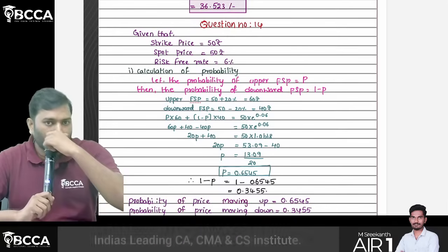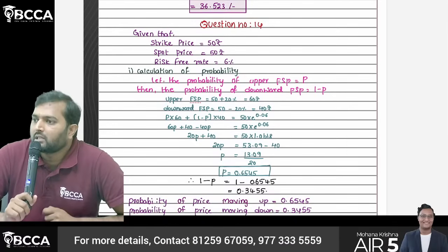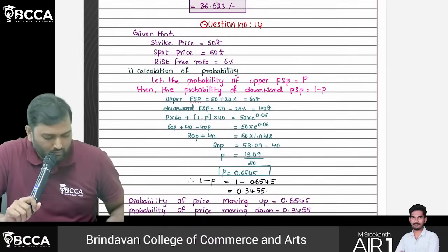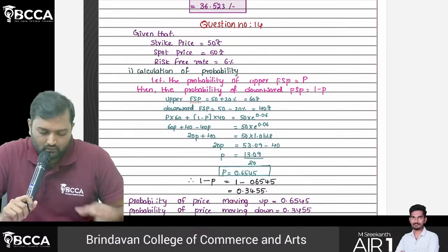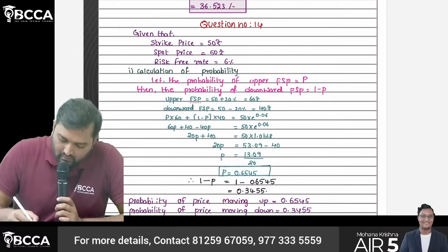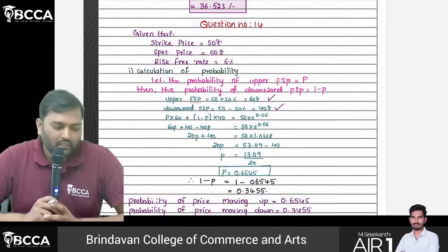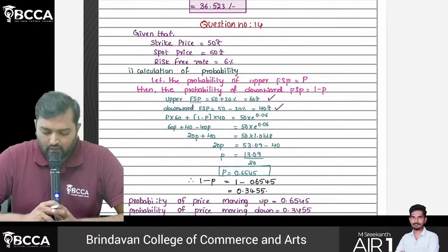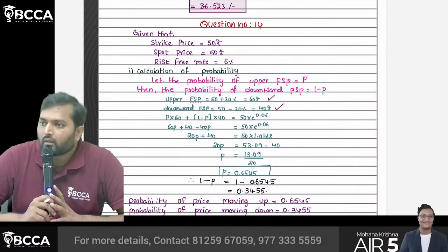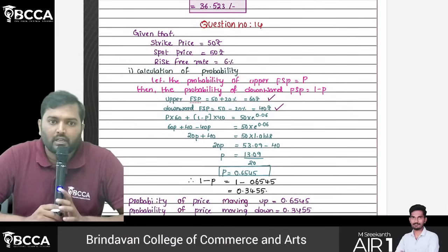First we should find out what? Probability. So tell me, within a year the price may move up to what? 60, or may decrease to what? 40. So upward FSP is equal to 60, downward FSP is equal to 40. Let the probability of upward FSP be P, and downward FSP be 1 minus P. So P into 60 plus 1 minus P into 40.